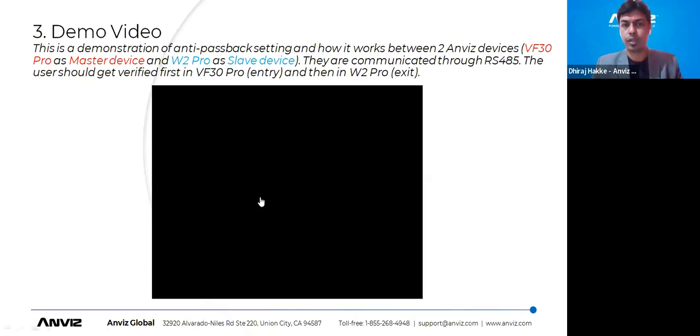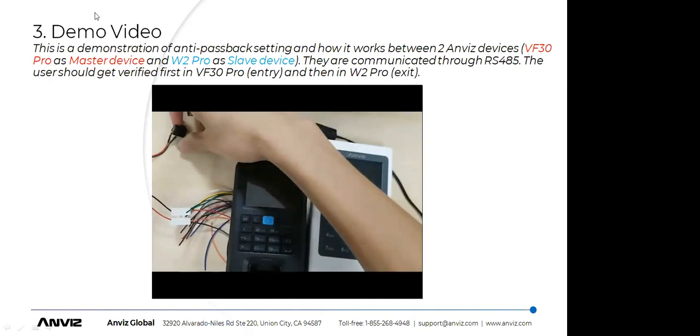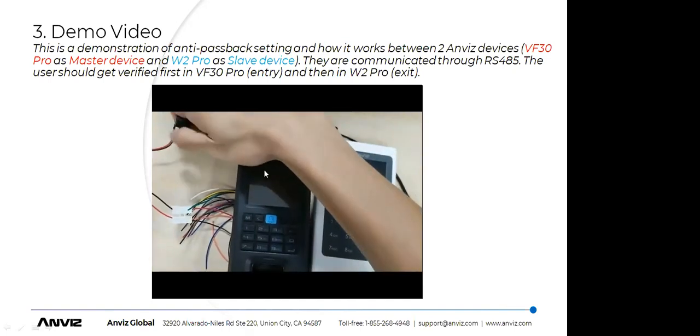Let's have a look at the video which I have prepared for you, so that you can see multiple things in a video, which will be easier for you to understand. In this, I have connected VF30 Pro and W2 Pro, where I have used VF30 Pro as an entry device and W2 Pro as an exit device, and I have connected both the devices through RS-485 communication. So let's have a look at it.